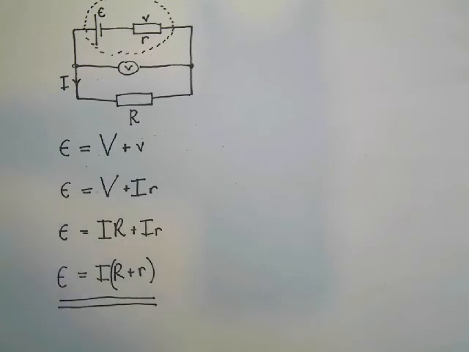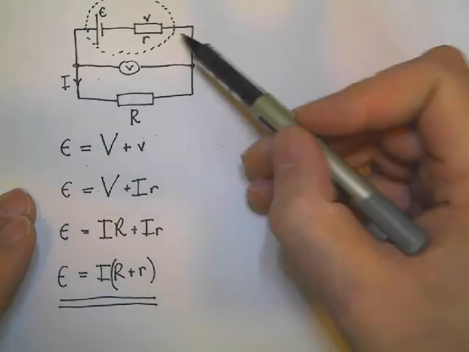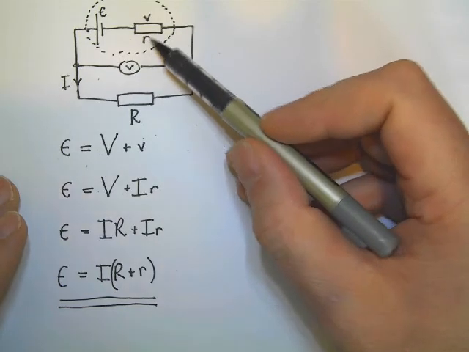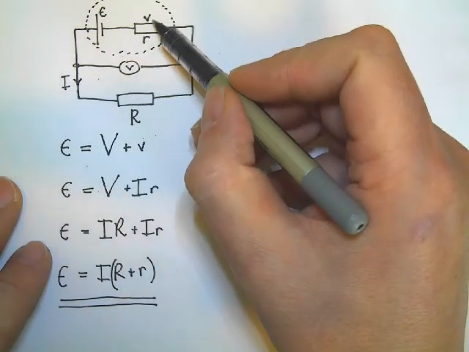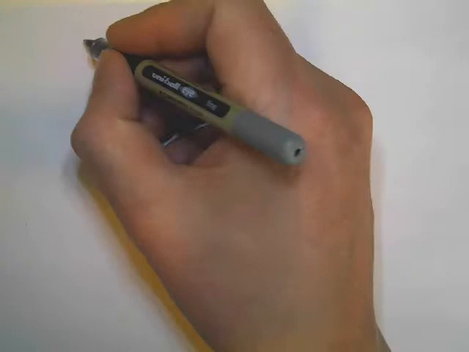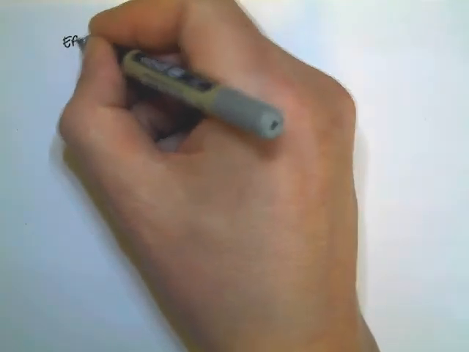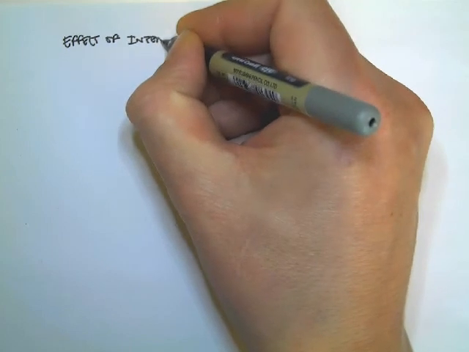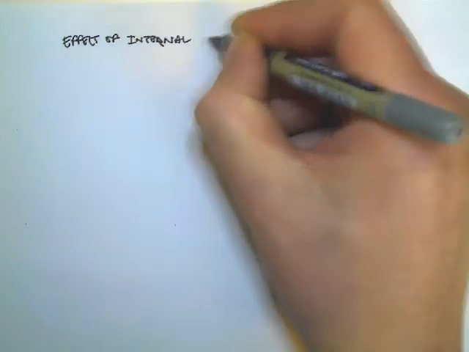Now, one of the things that you might want to do is measure the EMF of something. And I think before we do that, it's worth realising that all of a sudden this internal resistance is going to be important, and it's going to affect how many volts go missing here, how many lost volts there are. Let me just show you. So let's call this the effect of internal resistance, which I can't write.